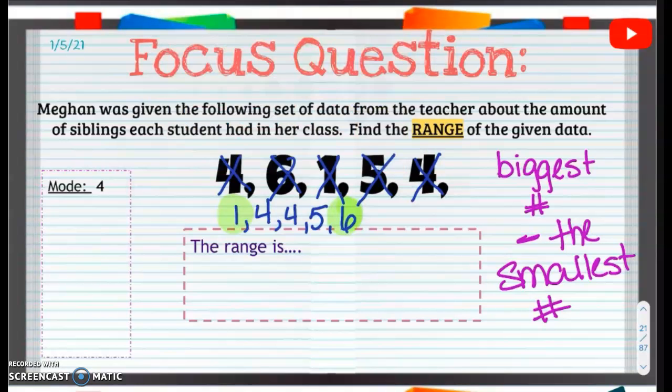So all we're going to do is 6 minus 1. That equals 5. So the range is 5. So that is it. That's all our focus question is asking today. That range is 5. And that's it for our focus question. Great job!